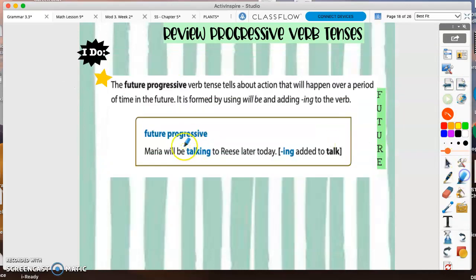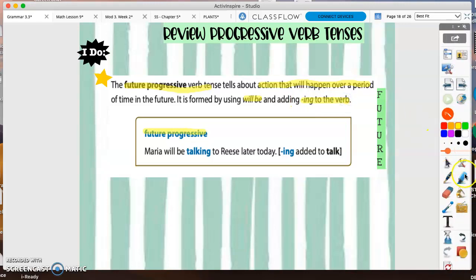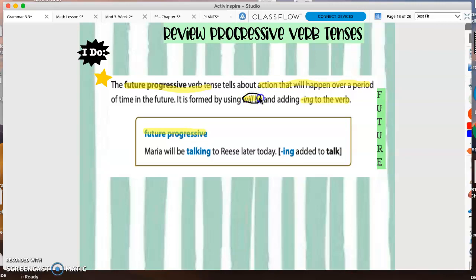Okay, and then the last verb tense is the future progressive verb tense. Now, this one also tells us about an action that happened over a period of time, but it is formed by using will be and adding ing to the verb. So you're going to look out for the word will be, and it's going to be associated with a verb that has an ing on the end. Okay, so will be is going to be your clue word for your future progressive verb tense.